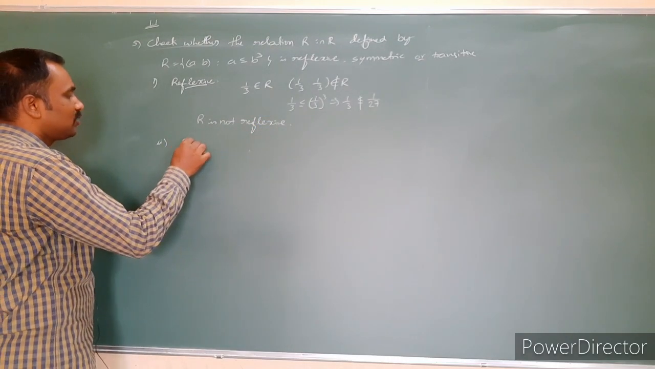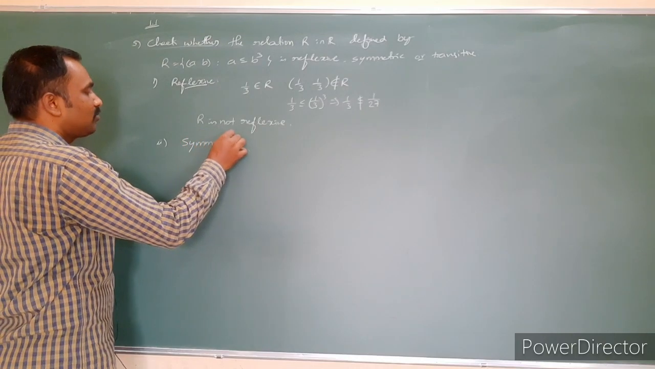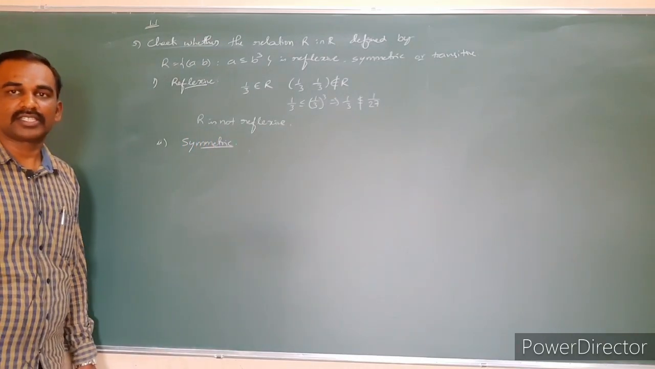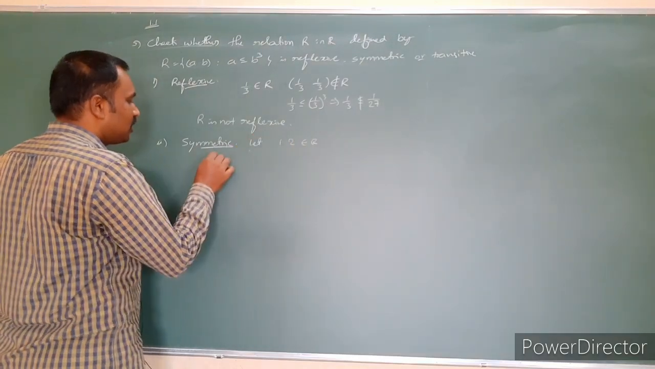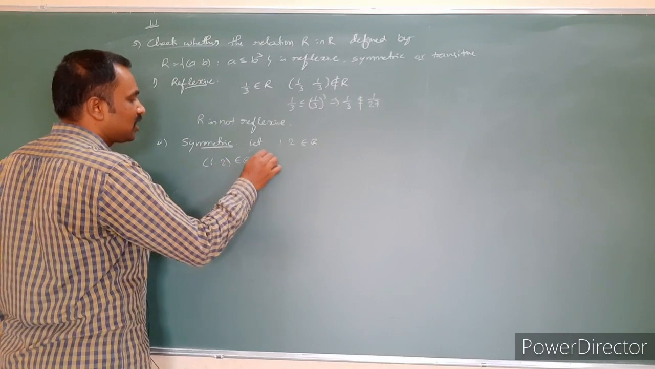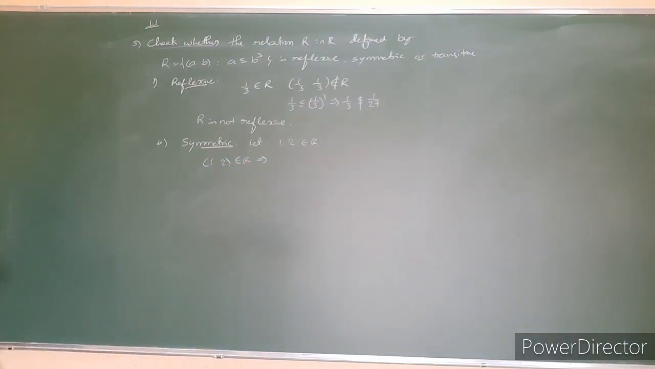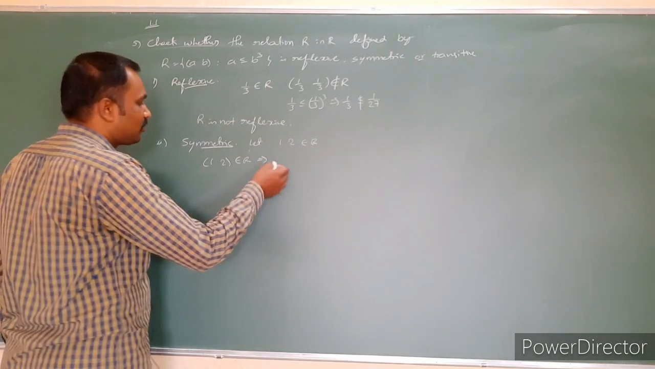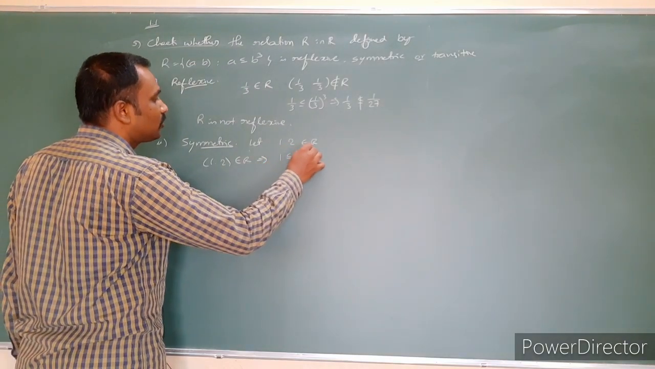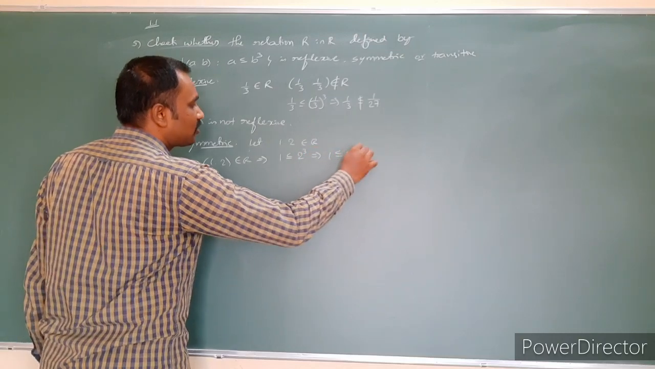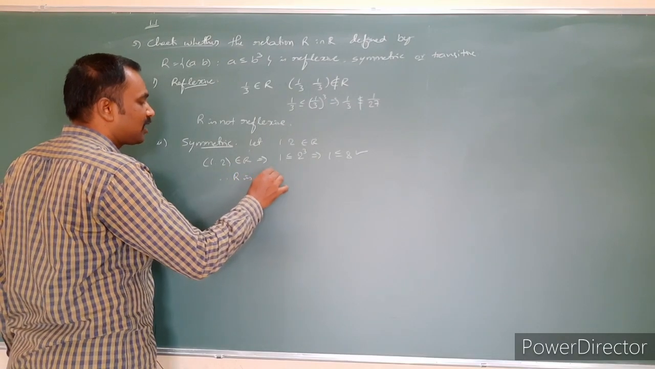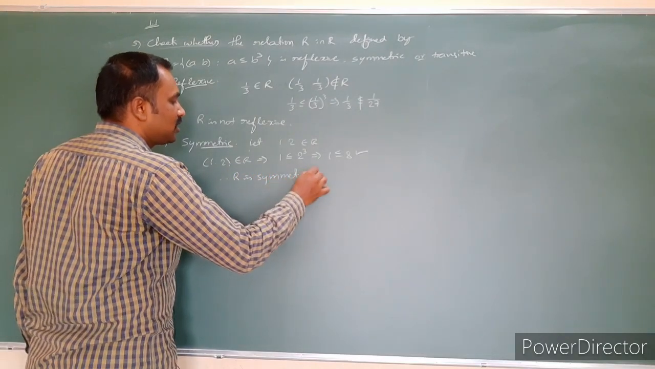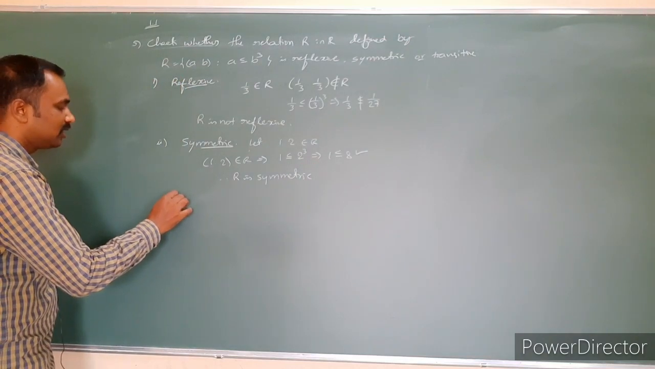Now go for the second one. What is the second one? Symmetric. Symmetric means choose one of the ordered pairs which is already present in the relation R. Let 1 and 2 belong to the real numbers. Is (1, 2) present in the relation or not? So (1, 2): yes, 1 is less than or equal to 2 cube, which means that 1 is less than or equal to 8. Yes, obviously it is present. Therefore relation R is symmetric.